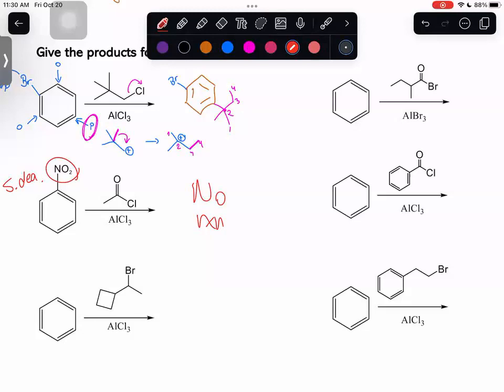Are we adding these groups in the reagent, or are we adding just the... So remember, halogens are just going to be your leaving groups. Whatever is left over, that's what you end up adding to your benzene group.